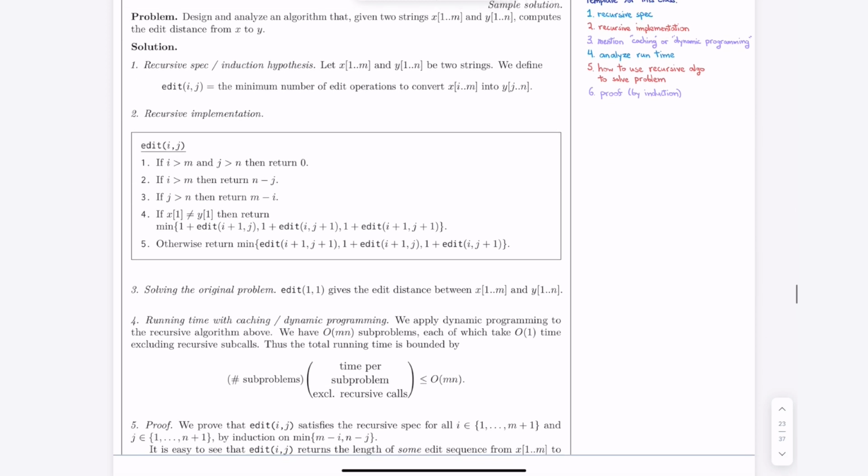And here was a sample solution that I wrote up. Just a spec, quick implementation. Edit 1-1 is what we're looking for. Running time, we did this together. And then proof, we prove by induction that it satisfies the recursive spec. It's often not that interesting. But that's it. And clearly label it: this is one, this is two. Make the grader's life easy. Simple enough.